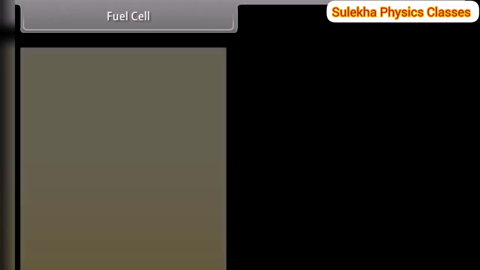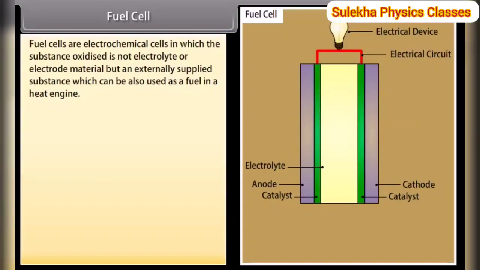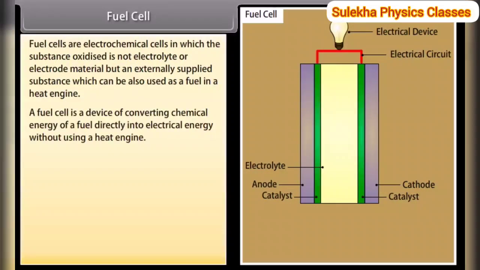Fuel cell. Fuel cells are electrochemical cells in which the substance oxidized is not electrolyte or electrode material, but an externally supplied substance, which can also be used as a fuel in a heat engine. A fuel cell is a device for converting chemical energy of a fuel directly into electrical energy without using a heat engine.